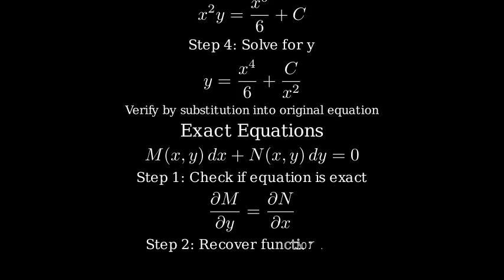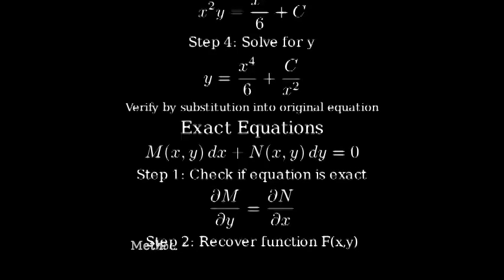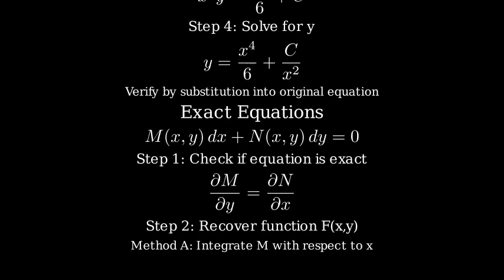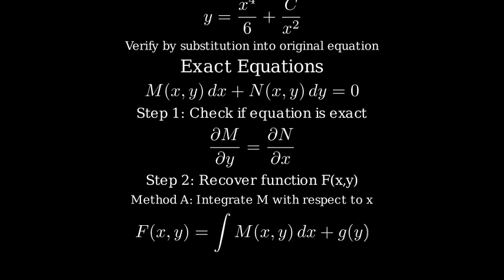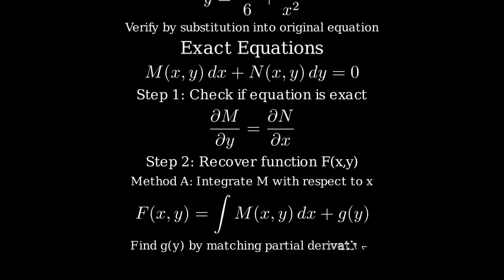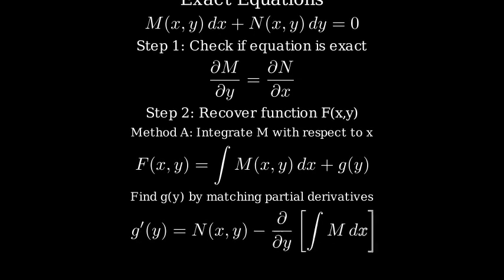Step 2. If the equation is exact, we can recover the function f in one of two ways. Method A. Integrate M with respect to x, treating y as constant. F(x, y) equals the integral of M dx plus g(y). To find g(y), we differentiate this expression with respect to y and match it to N. G prime of y equals N minus the partial derivative with respect to y of the integral of M dx.